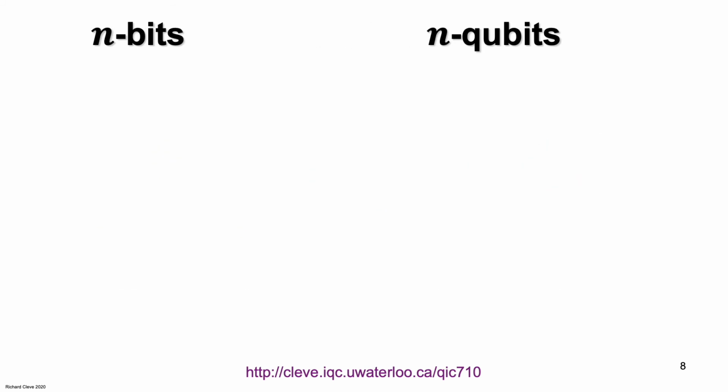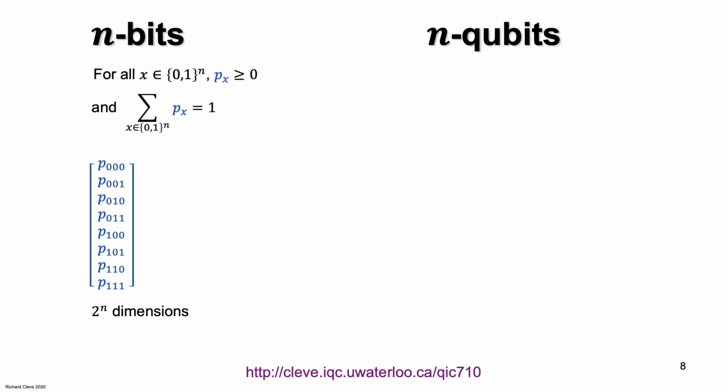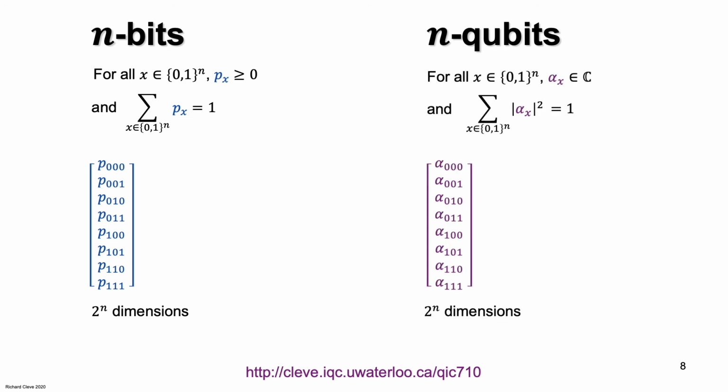It gets interesting, especially when we have several quantum bits. Just as for a classical n-bit system, there are 2 to the n states, and the probability distributions are 2 to the n dimensional vectors. For n quantum bit systems, the amplitude vectors are 2 to the n dimensional.